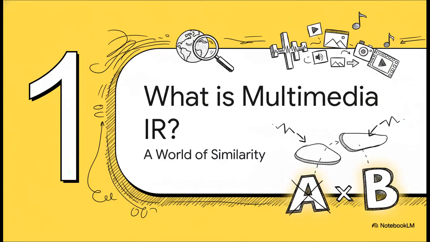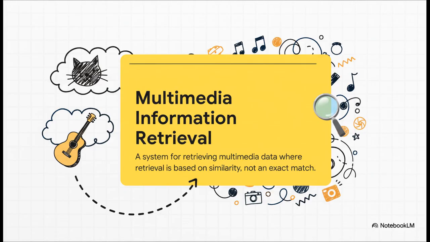So first things first, what are we actually talking about here? Because searching for a video is a whole different ballgame compared to searching for a simple word in a document. It's a move beyond text into a world of similarity. See, with a regular text search, the computer is looking for an exact match. But how do you exactly match a feeling, like the vibe of a song or the colors in a photograph? You can't. That's the key difference. Multimedia systems work by finding things that are similar to your query, because pictures and sounds don't have a built-in dictionary meaning like words do.